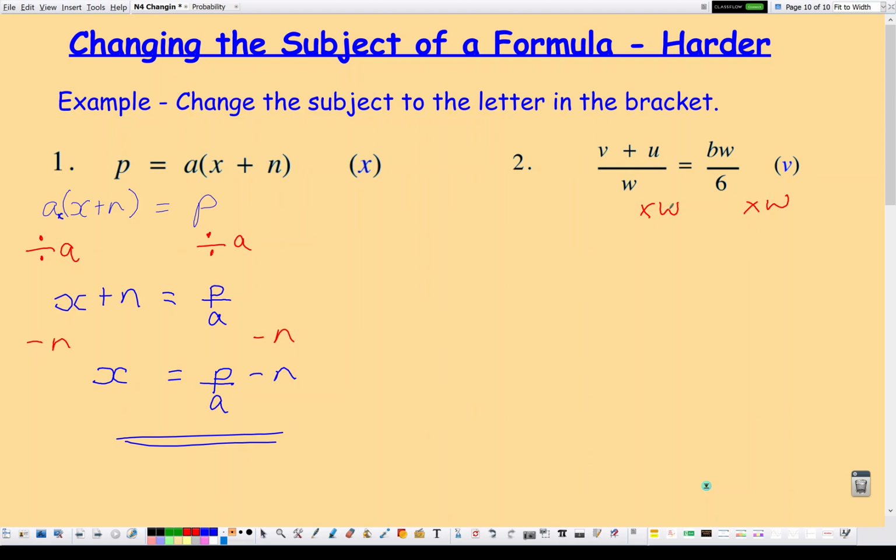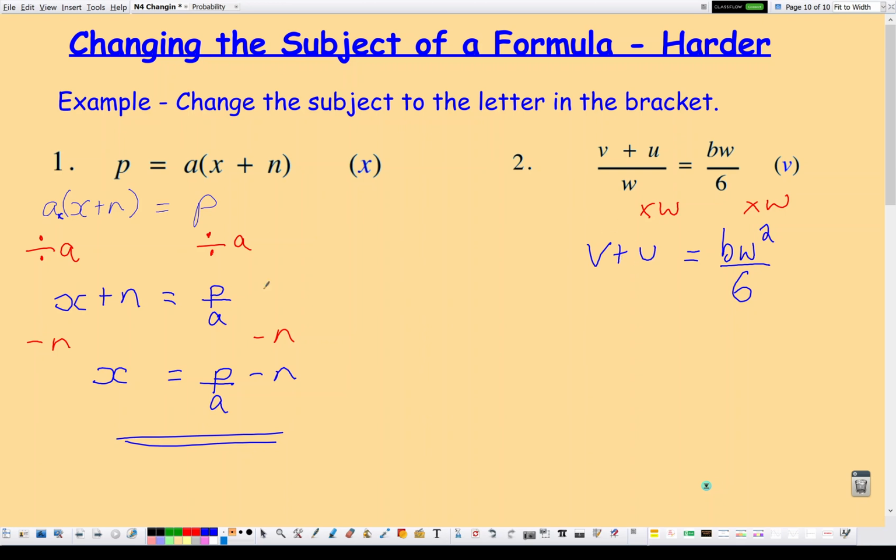We know that the times w and the w on the bottom cancel out to give me just v plus u. And what that gives me on the right is bw times w. So w times w becomes w squared, and that is still over 6. I hope you're all happy with me doing that. bw times w is the same as bw squared. We've got the same variable multiplying itself.